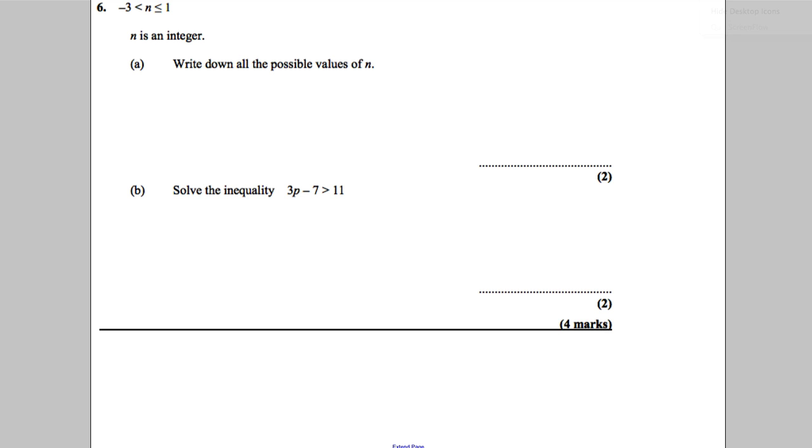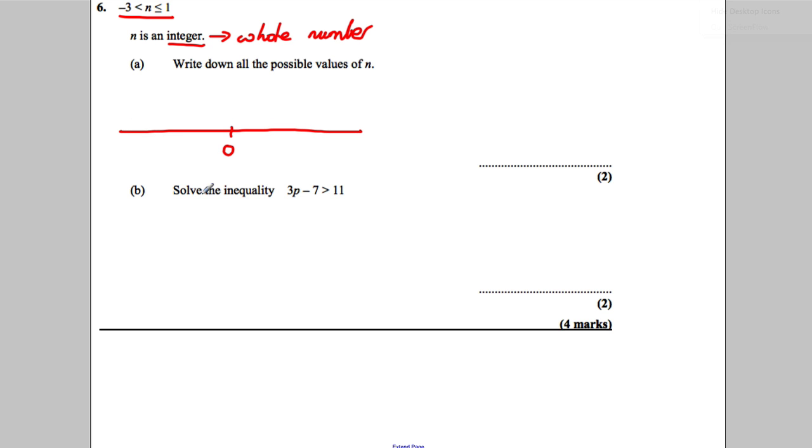Okay, so it says that n is between -3 and 1. N is an integer. Integer, remember, means whole number. List the possible values. Remember, I always find it best to draw a picture here.